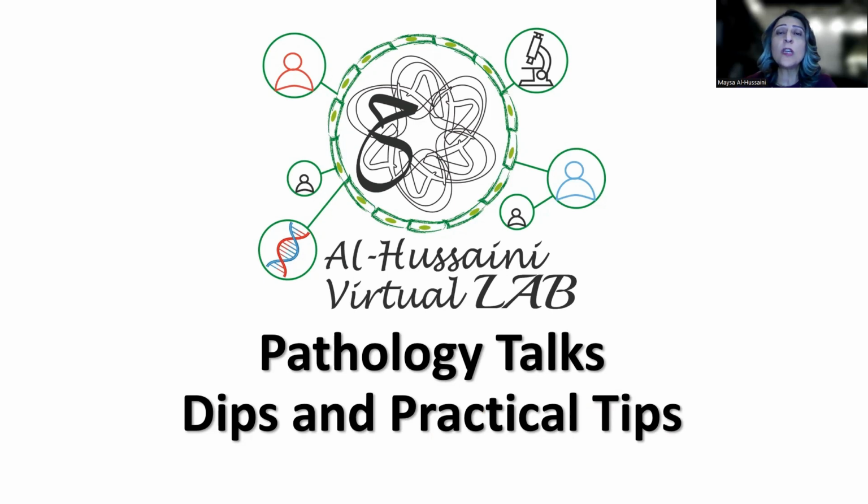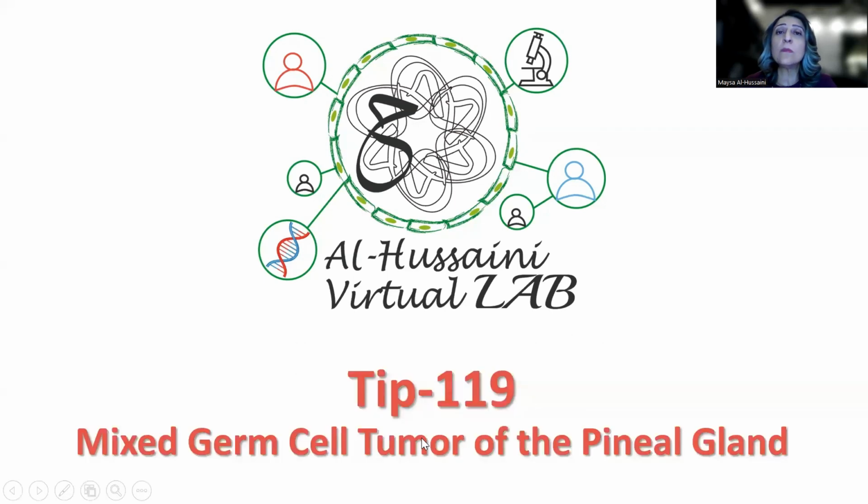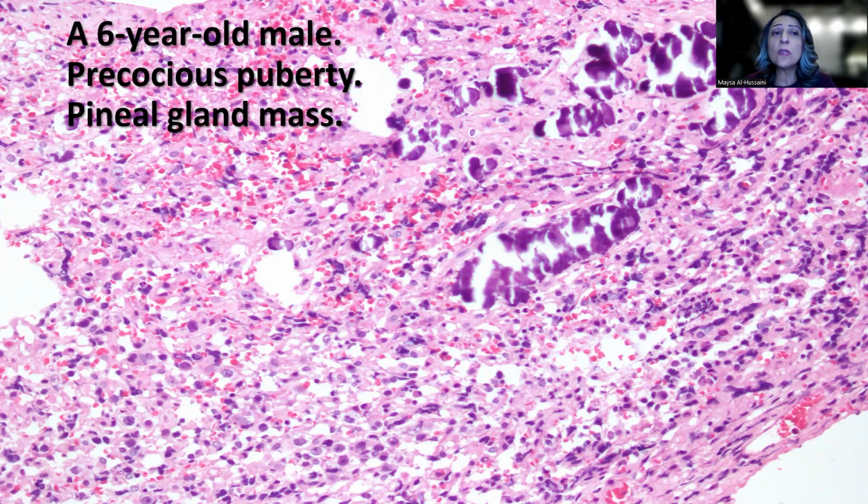What I'm going to be sharing with you today is a nice example of a mixed germ cell tumor of the pineal gland. This is a 6-year-old male patient who presented with precocious puberty. During investigation, MRI of the brain was ordered, and it was luckily ordered because a pineal gland tumor or mass was identified, for which he underwent craniotomy.